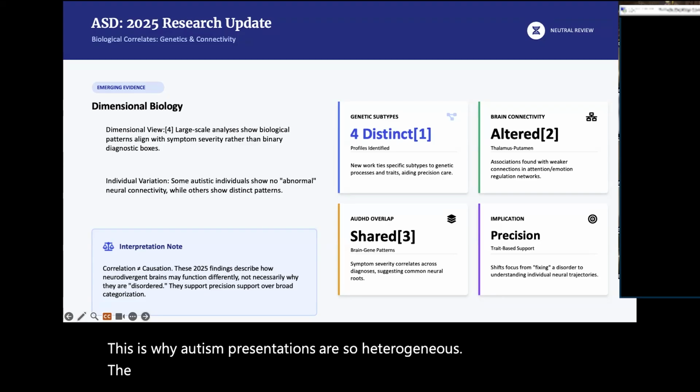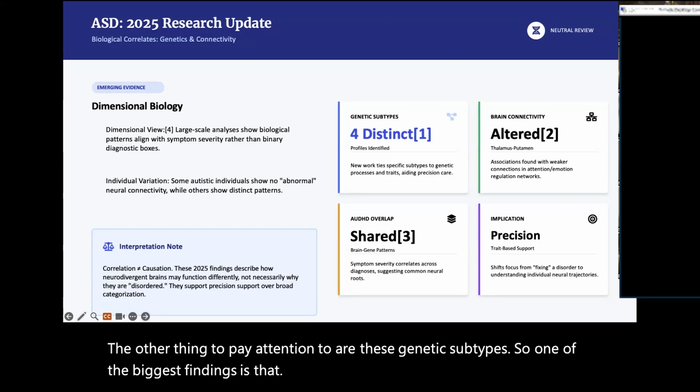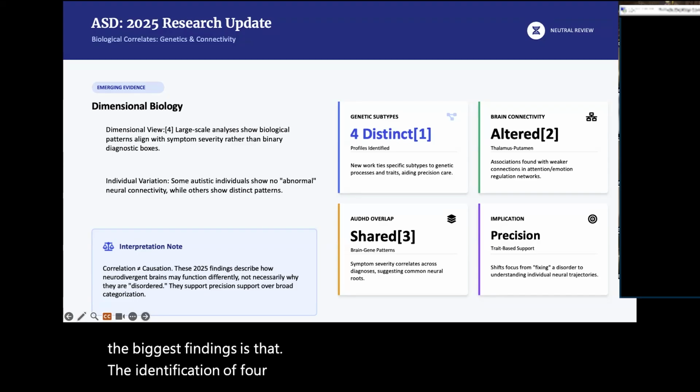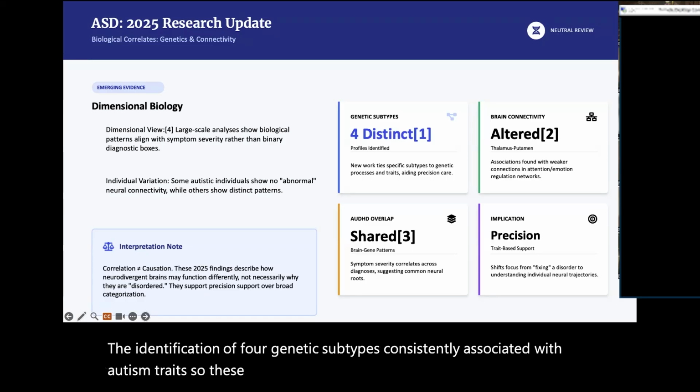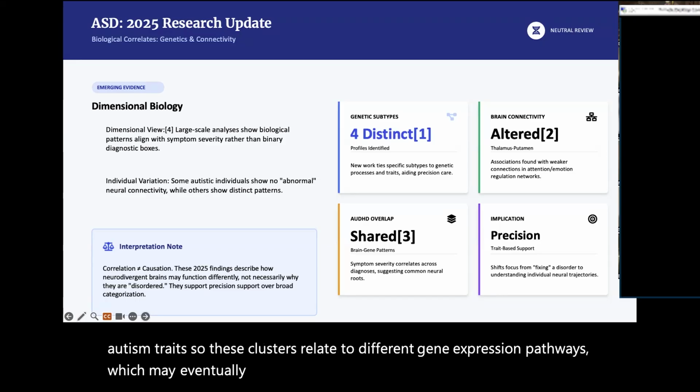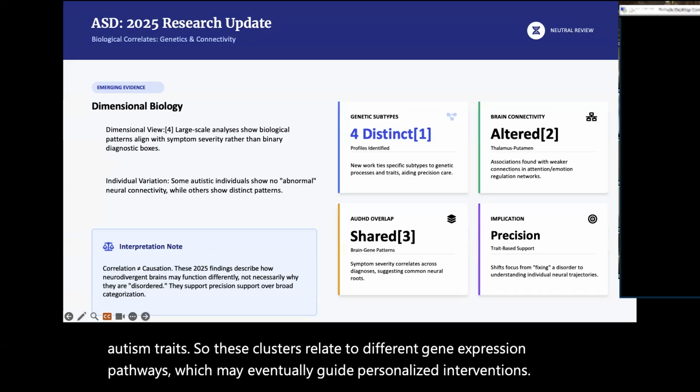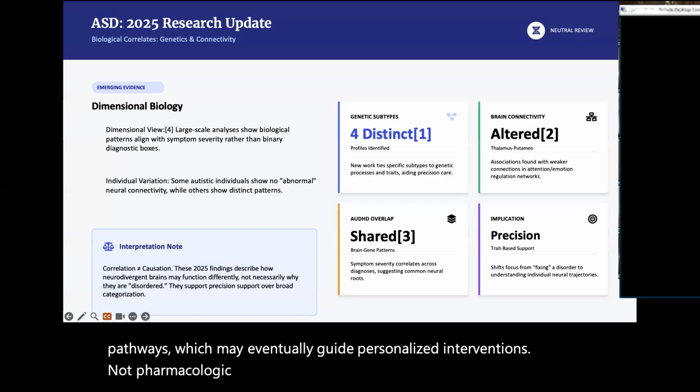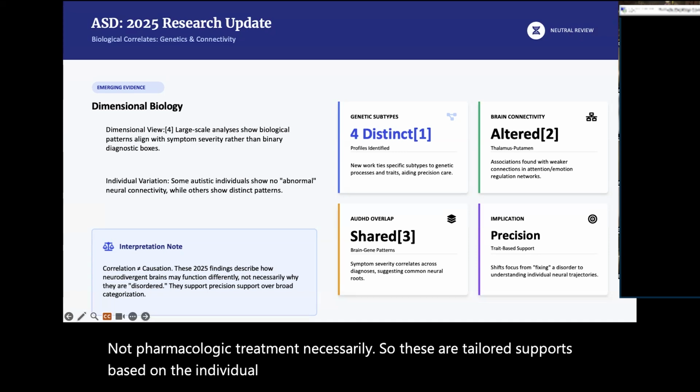The other thing to pay attention to are these genetic subtypes. One of the biggest findings is the identification of four genetic subtypes consistently associated with autism traits. These clusters relate to different gene expression pathways, which may eventually guide personalized interventions, not pharmacologic treatment necessarily. So these are tailored supports based on the individual neurotype.